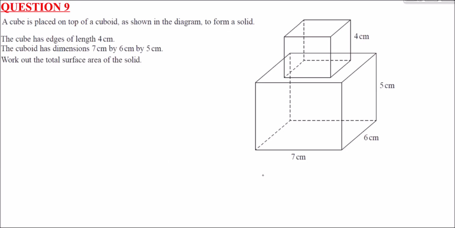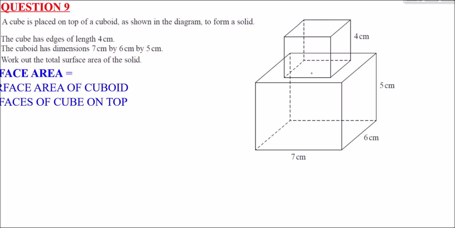Question 9. We've got a diagram of a cube on top of a cuboid, as shown in this diagram, and it's formed a solid. So the cube has edges of length 4 centimetres, and this cuboid has dimensions 7 by 6 by 5. Work out the total surface area of the solid. This is a bit nastier than a typical generic surface area question because this is a complex 3D shape. It's basically a combination of two different shapes, one stacked on top of another.